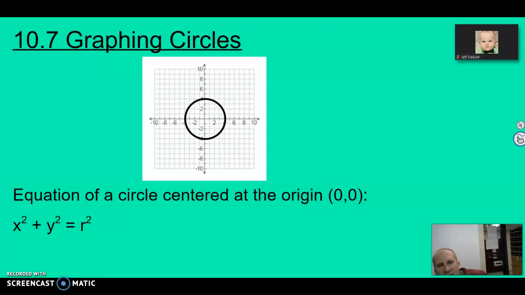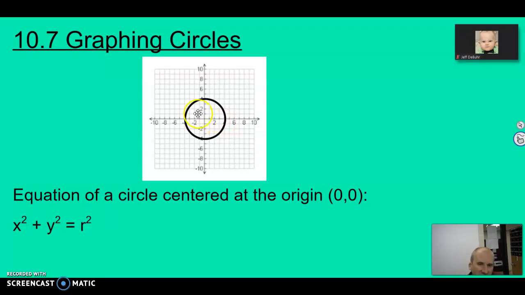So you see what we're talking about with the picture here on the screen. And in this picture, we have a circle inside of the coordinate plane. It's been graphed in the coordinate plane. And there's actually equations to allow you to graph circles inside of the coordinate plane. And you see at the bottom of the screen, I have the equation of a circle centered at the origin.